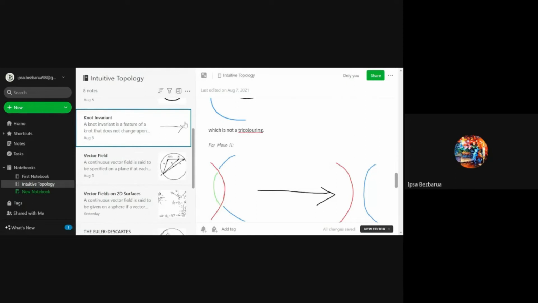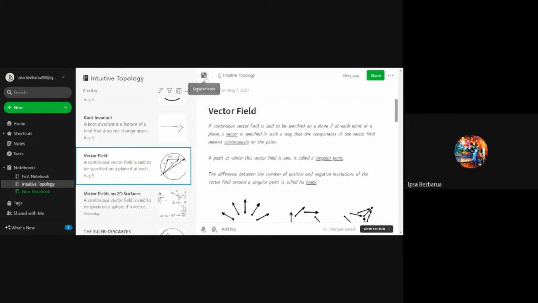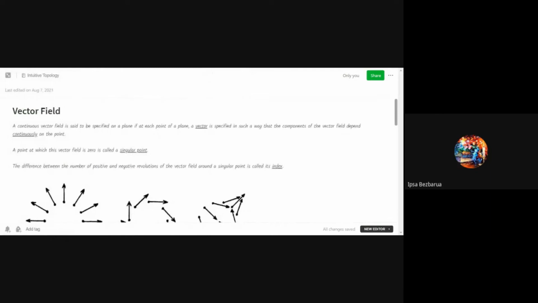The small part on knots and basic deformations and all. Next, we'll move to something called a vector field, which is pretty cool. We'll prove the fundamental theorem of algebra using this concept.